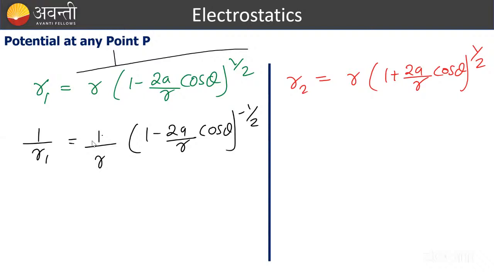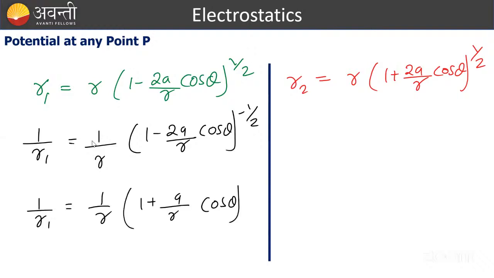माइनस हाफ. Now you apply the formula जो मैंने बताया था, 1 plus x to the power n या फिर 1 minus x to the power n. ये किसके बराबर होगा? 1 plus nx. ये किसके बराबर होगा? 1 minus nx. When you will apply this formula if x is far less than 1. Here 2a by r cos theta is far less than 1. So 1 by r1 will be equal to 1 by r minus half power n को अंदर लाओगे.